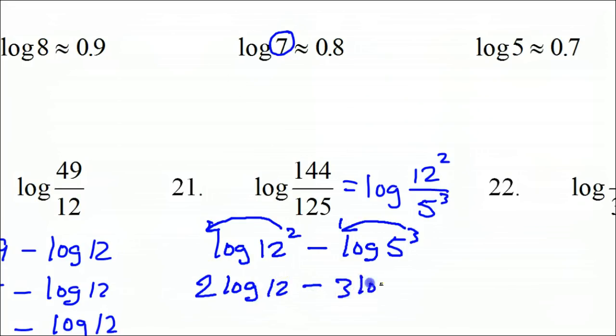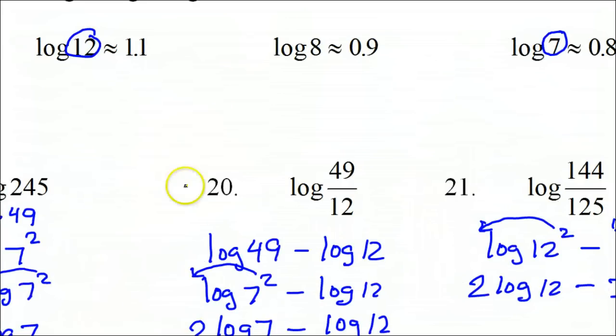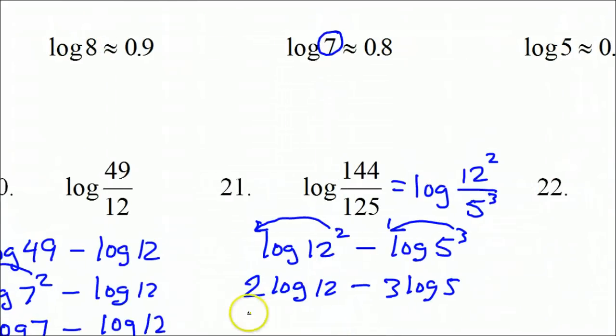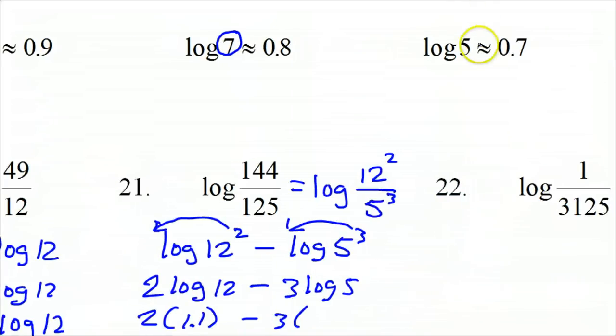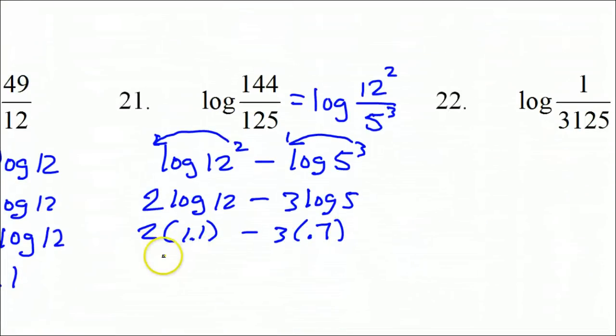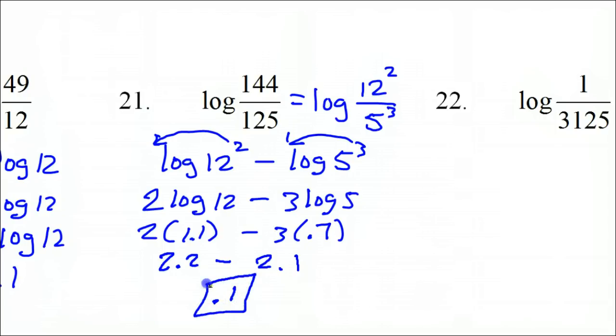Okay, log 12 was 1.1. So this will be 2 times 1.1 minus 3 times, and log 5 was 0.7. So guess what? This will be 2.2 minus 2.1. If you subtract this, you're going to get 0.1. So that's the answer to number 21. All right, and then there's number 22.